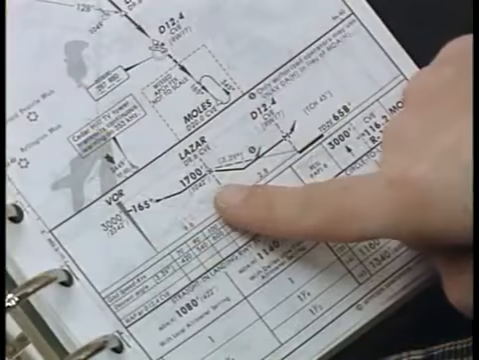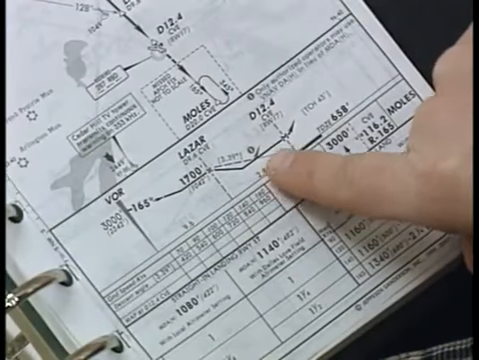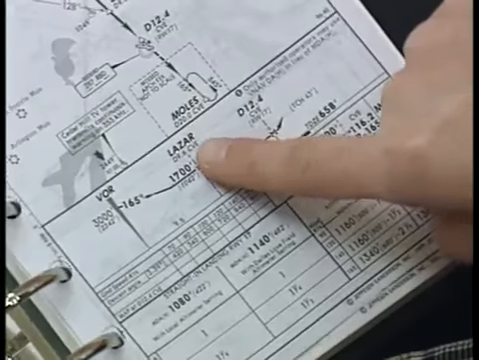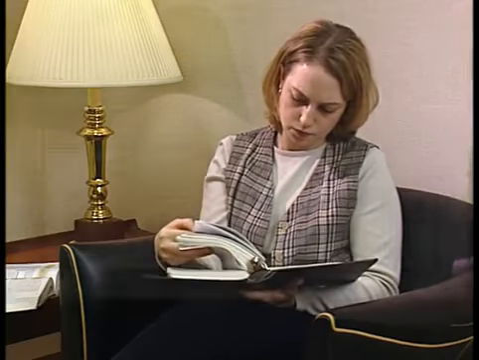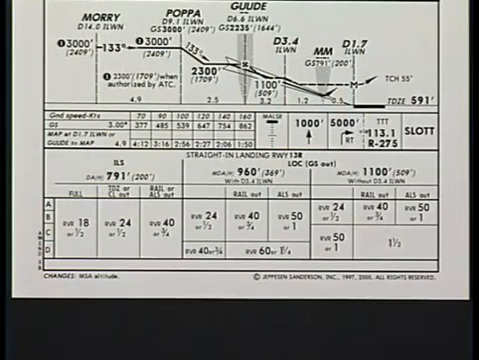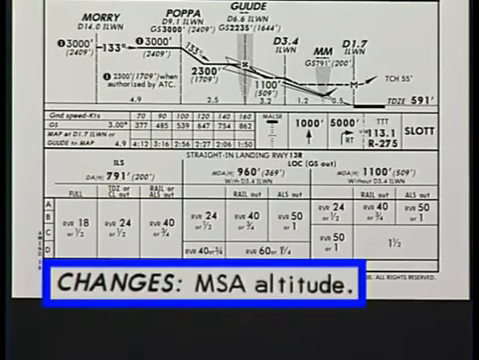As a pilot, it is prudent to thoroughly read and understand the profile view of the chart. If there is something noted on the chart that you haven't seen before, refer to the chart legend and the Jeppesen Chart User's Guide for further information. Finally, if any changes were made to the chart during the last revision cycle, they will be noted along the bottom edge of the chart. In this example, the MSA altitude was changed.